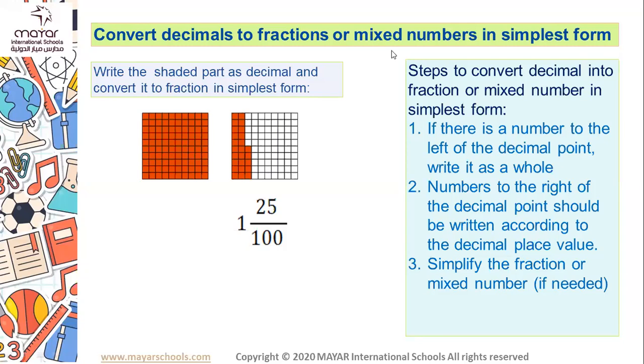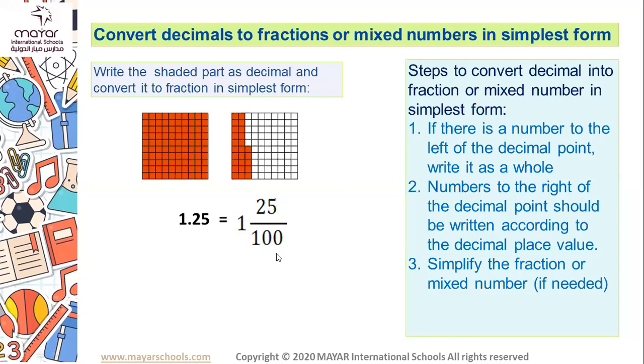Okay, Adam Subak, can you solve this? I don't know. Whole and 25 hundredths. 1 and 25 hundredths. And if you want to write it as a fraction, don't forget that we have one whole and 25 over 100.